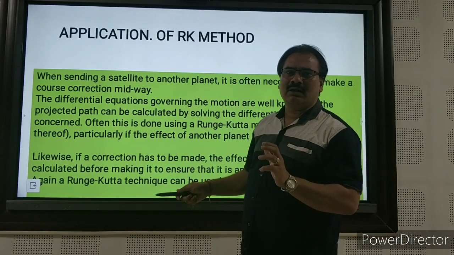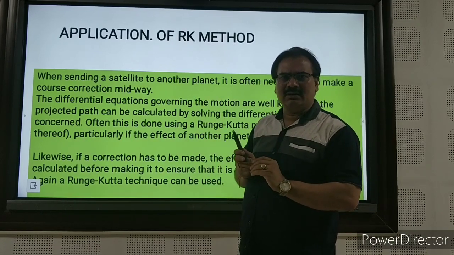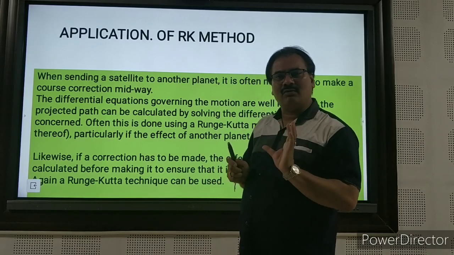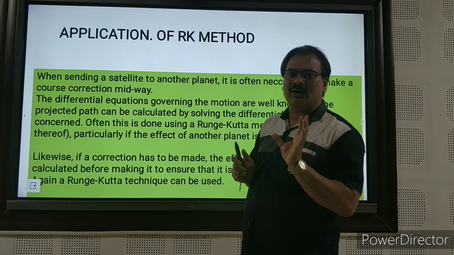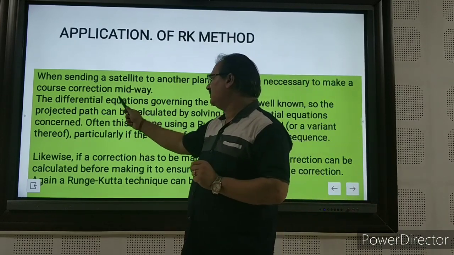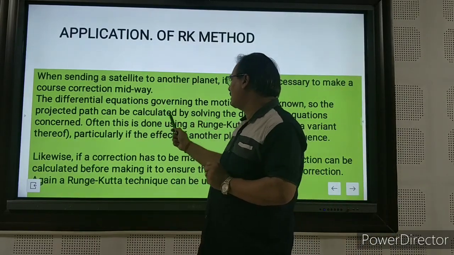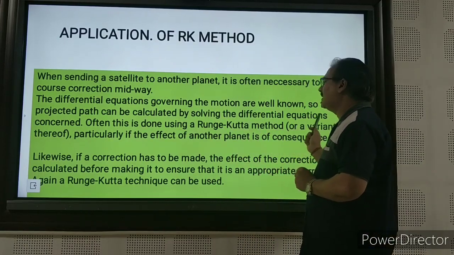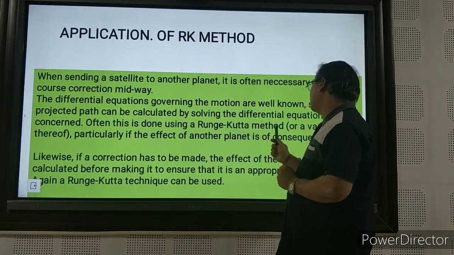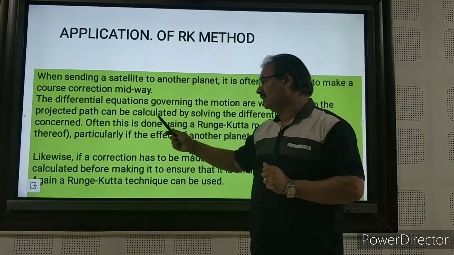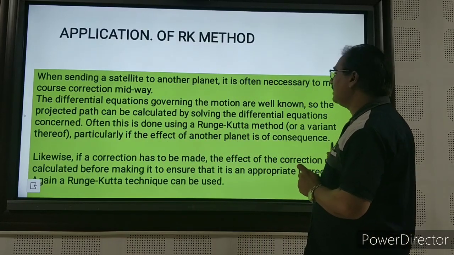If any engineering student is interested in a career in space science, they can go ahead with vast study, and this subject has a lot of potential to study. So the differential equations governing the motion are well known, so the projected path can be calculated by solving the differential equations concerned. Often this is done using a Runge-Kutta method or a variant thereof, particularly if the effect of another planet is of consequence.